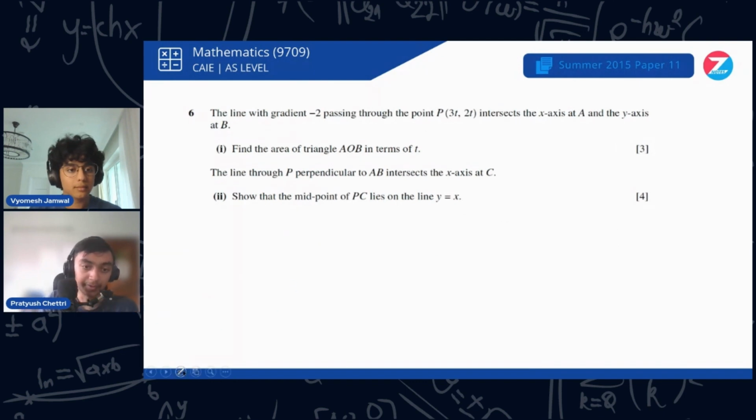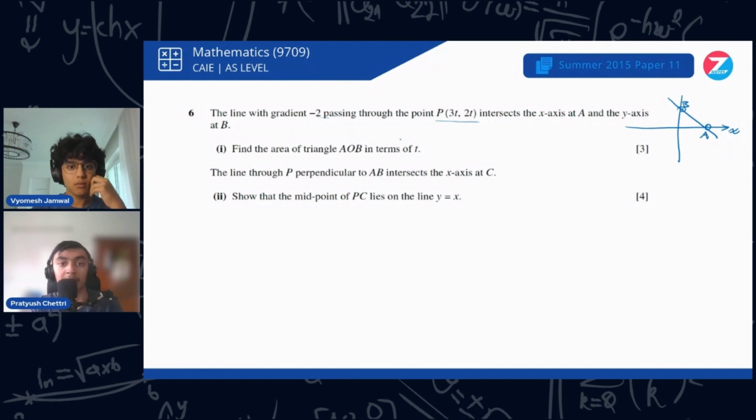I'm going to speed through this question because it's a lot of marks. The line with gradient minus 2 passes through the point and intersects the x-axis at A and the y-axis at B. X-axis intersection means this is the x-axis, guys. It intersects the y-axis at B, x-axis at A. That's what it looks like, sort of. Minus 2, m equals minus 2. Find the area of triangle AOB.